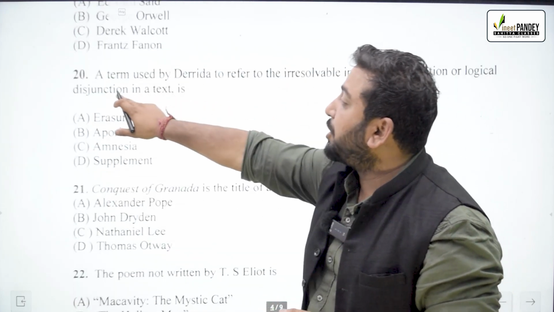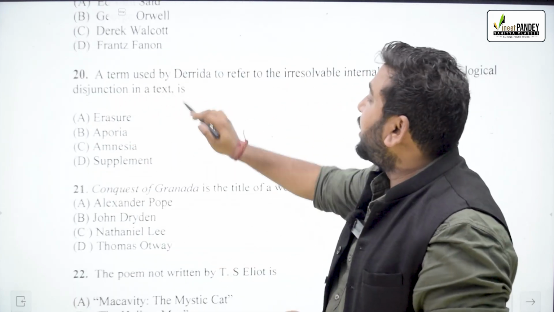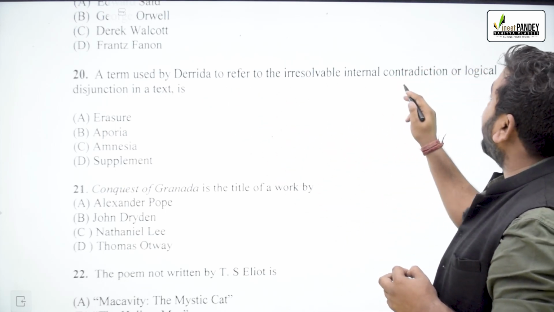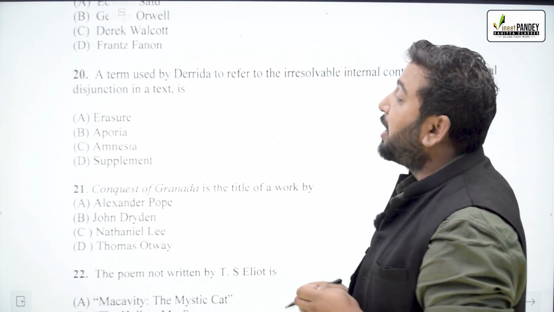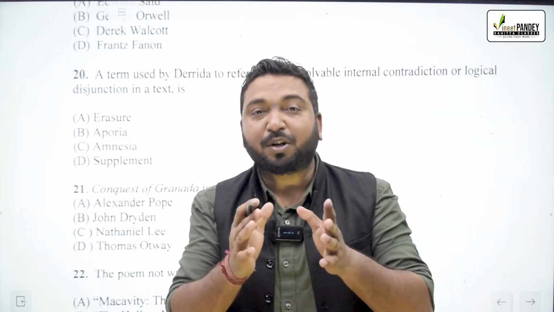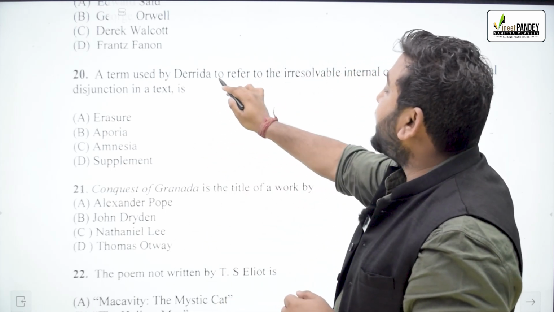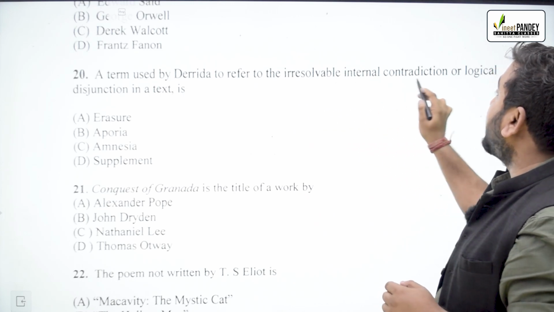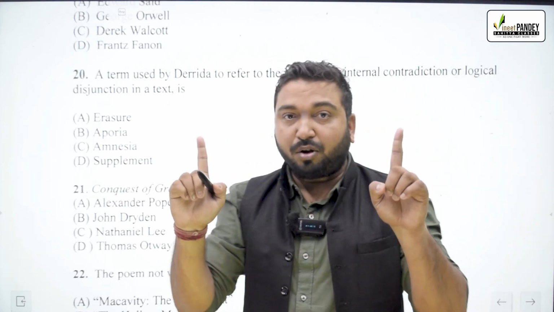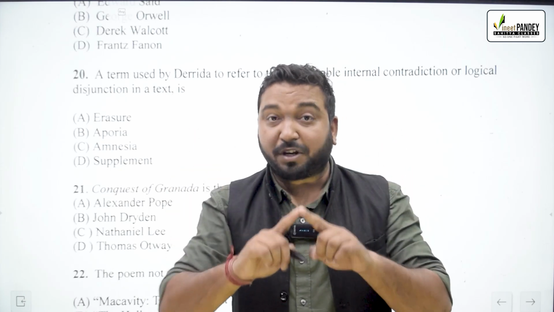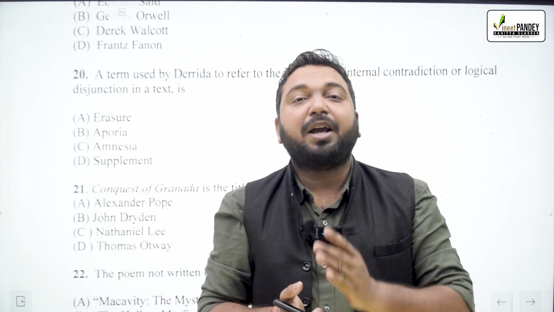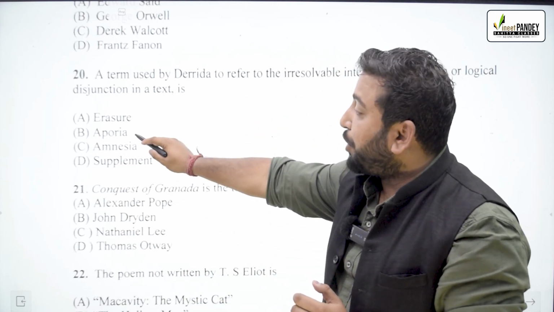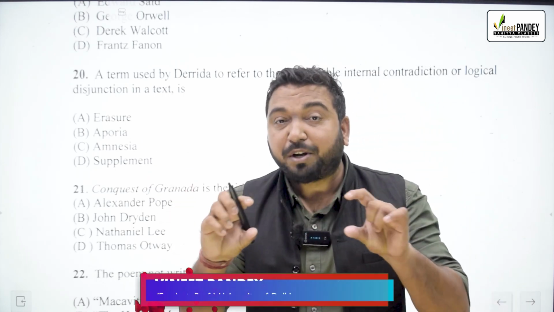Then question number 20, a repeated question of the NET exam. A term used by Derrida to refer to the irresolvable internal contradiction or logical disjunction. Let's read the question again. A term used by Derrida, okay. What does it refer to? It refers to irresolvable internal contradiction. Internal contradiction, confusion, the state of confusion. If you remember my lectures of deconstruction, if you have attended the classes or have taken online classes, the right answer is aporia. Aporia is the moment of undecidability.